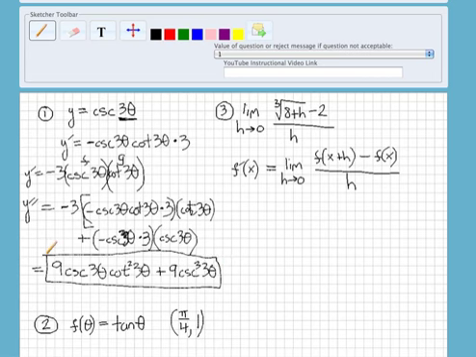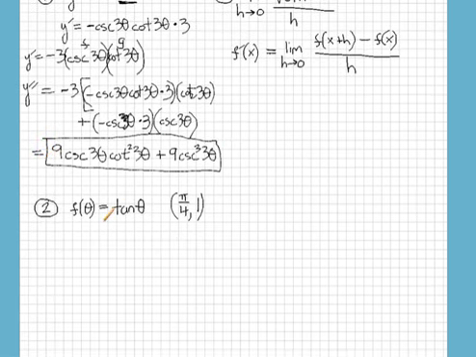Okay, let's go on to number 2. Here they want the equation of the tangent line through this point here. So we're going to find the derivative first to find our slope. So the derivative of tangent is secant squared theta.